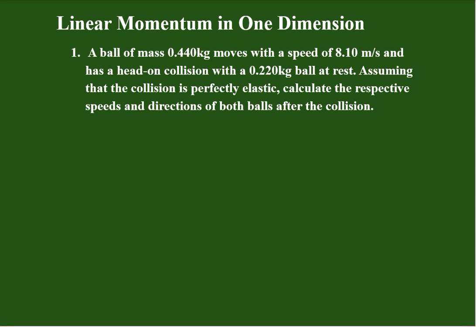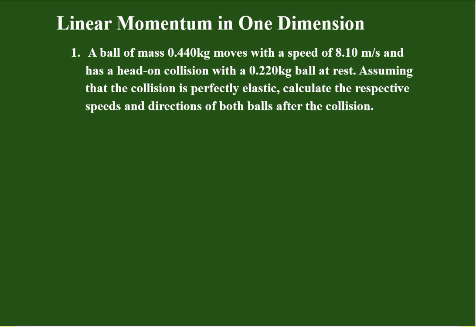Hello everybody, I'd like to do some problems involving linear momentum in one dimension. Let's start with question 1. A ball of mass 0.440 kilograms moves with a speed of 8.10 meters per second, and it has a head-on collision with a ball at rest which is 0.220 kilograms. Assuming that the collision is perfectly elastic, calculate the respective speeds and the direction of both balls after the collision.